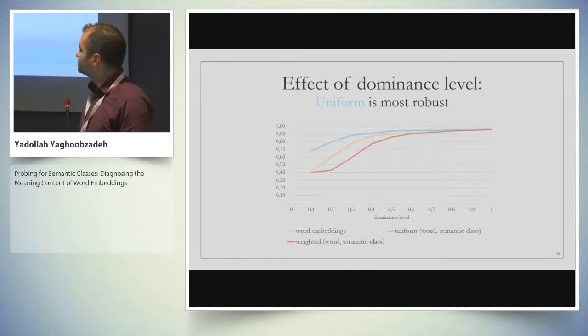The second factor is dominance. How dominant the meaning is is very important in prediction quality, or extraction of the meaning. And here again, uniform is best. But here we see a sharp drop of 0.4 or 0.3 in the extraction results. So basically, if a meaning is rare in the word, then the extraction suffers.